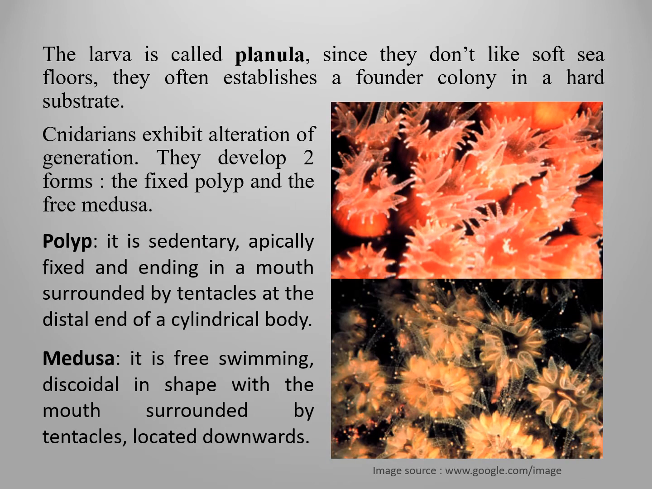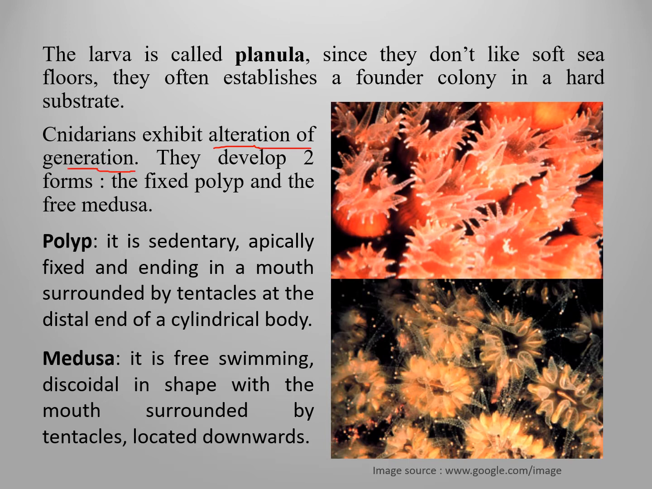Now, the larvae of the cnidarians are called planula. Most commonly, the larvae of cnidarians do not like the soft sea floors. Rather, they establish themselves or firmly attach to hard substrates. Now, if we look at the life cycles of cnidarians, they basically exhibit two forms or two different life patterns, and that is also called alternation of generations.